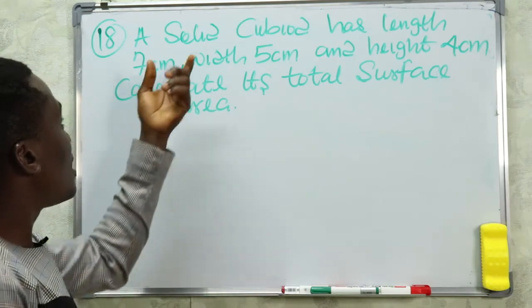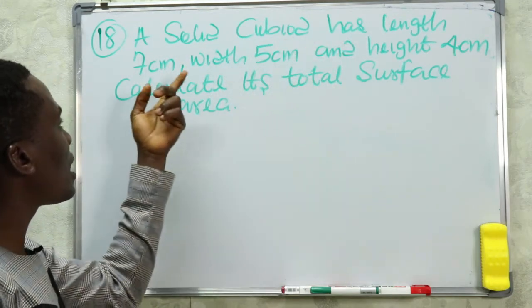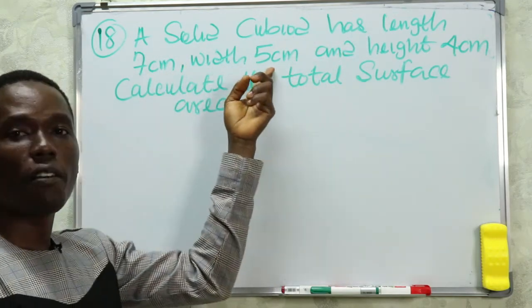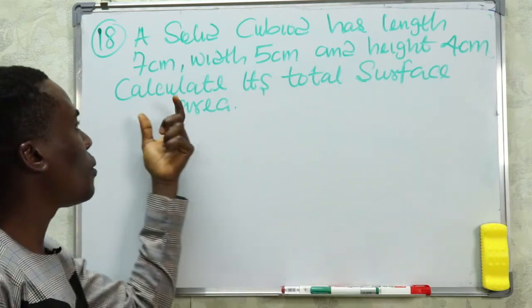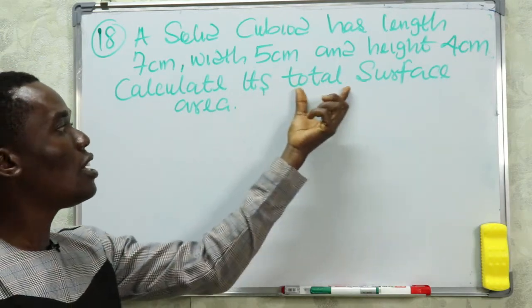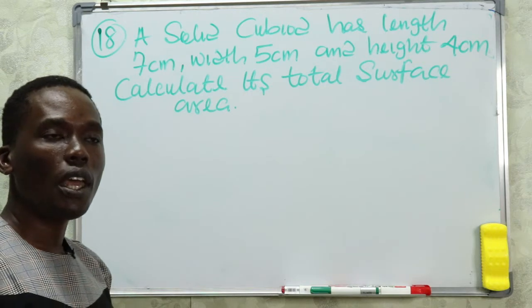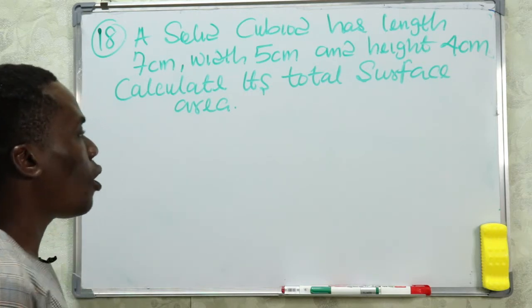Question number 18 says a solid cuboid has length 7 cm, width 5 cm and height 4 cm. Calculate its total surface area. The total surface area of a cuboid.